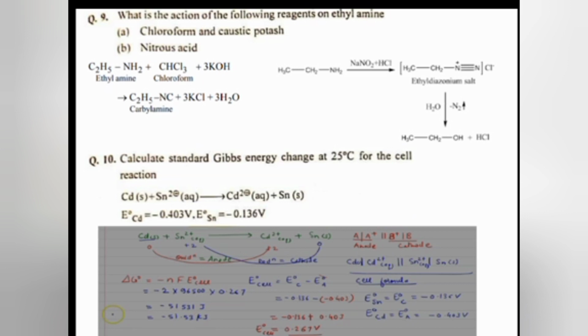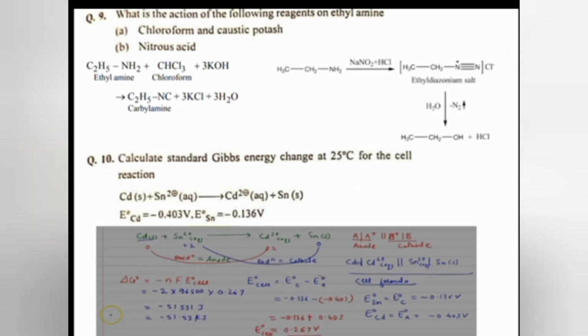Question number 9, chloroform and caustic potash. What is the action of the following reagents on ethylamine? This is the carbylamine test. Ethylamine reacted with chloroform and KOH gives the carbylamine, that is ethyl isocyanide, as a product. The second one, nitrous acid. Ethylamine reacted by diazotization at 0 to 5 degrees Celsius, that is 273 to 278 Kelvin, gives a primary alcohol as a product.